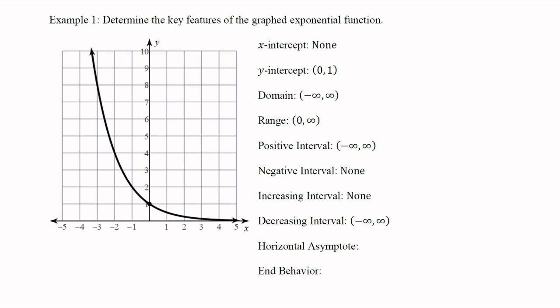Our horizontal asymptote is the x-axis, that's what we're approaching, so that's at y equals 0. And our end behavior, as x approaches infinity, f of x is approaching the asymptote, which is 0. As x approaches negative infinity, f of x is pointed upward, so we are approaching infinity.